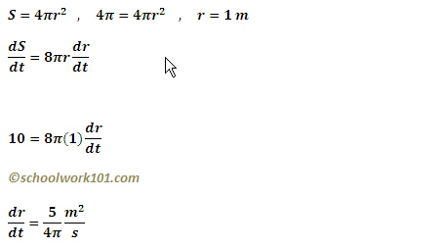So now we're going to go ahead and take that 1 and plug it in, now that we know what it is, and our dS over dt was 10, and we just solve for dr over dt, and we end up with 5 over 4 pi meters per second. I originally said meters squared, but that shouldn't be meters squared. Let's change that. So we just turn that into meters per second.